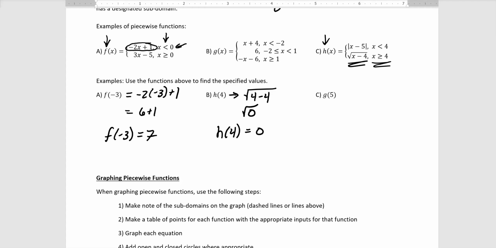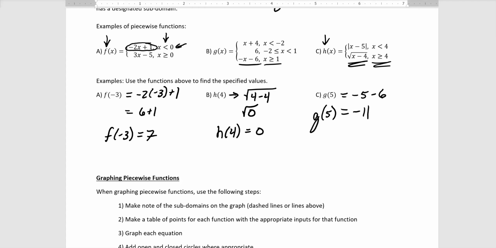There we go. Now let's look at letter C, g of 5. Which equation? 5 is greater than or equal to 1, so I will use negative x minus 6. That means g of 5 will equal the opposite of 5 minus 6. Negative 5 minus 6 is negative 11. So g of 5 equals negative 11. And that's evaluating piecewise functions.